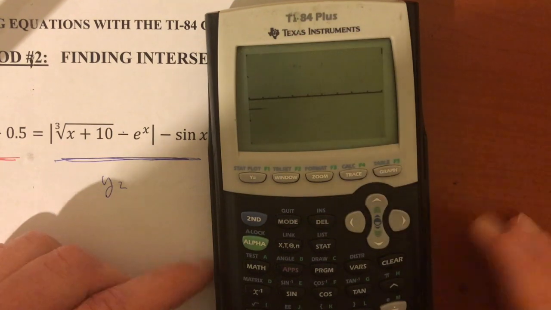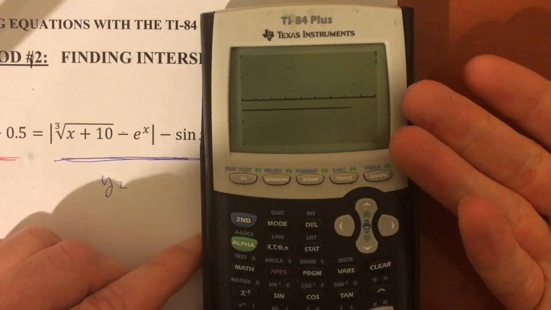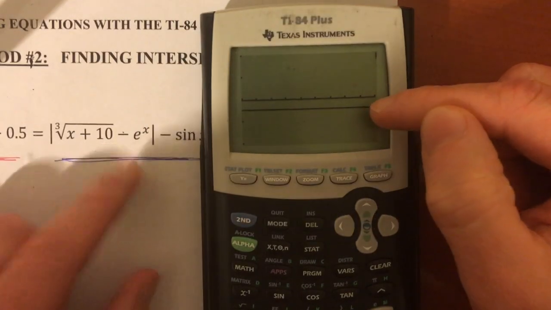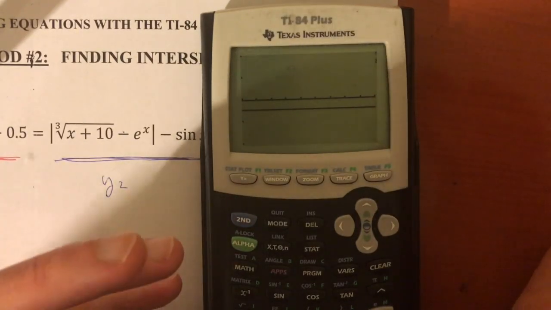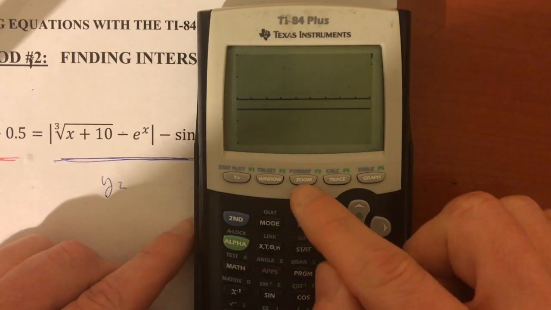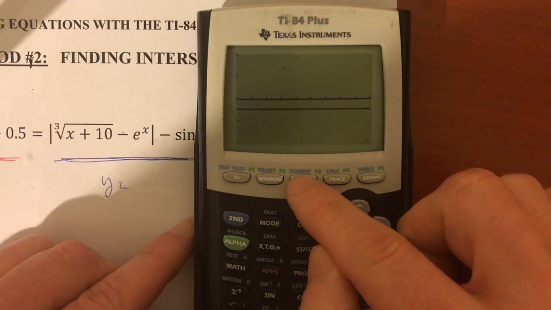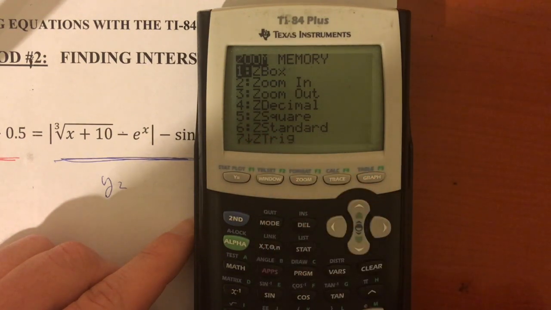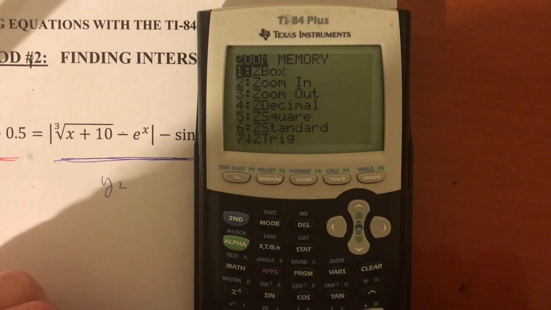Now if I hit graph, I get this. Great, what was that? Nice. But remember we had the windows all set up for that very particular problem last time, so that's going to happen frequently. If you go to the zoom menu, zoom standard always puts you back to negative 10 to 10, if you're not sure where you want to be, but let's just get a good standard viewing window.